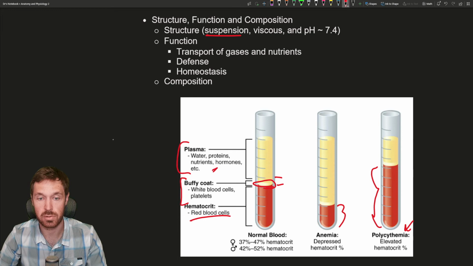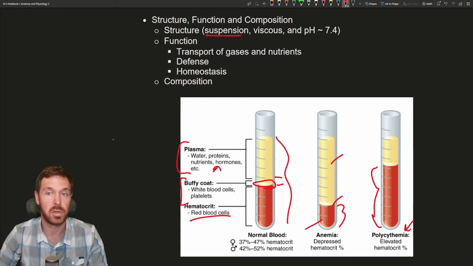Again, there's water, proteins, nutrients, hormones. We talked about that earlier. But you can check all the blood. You can check different levels of the blood to do diagnostic blood work when you get that done.